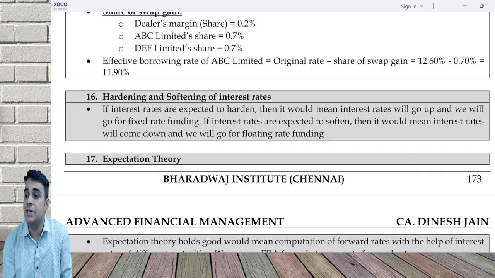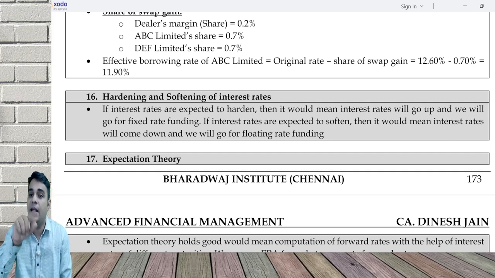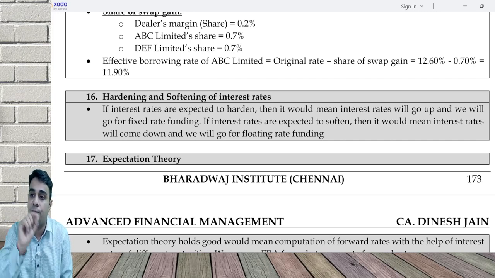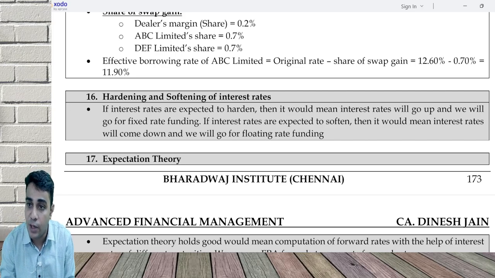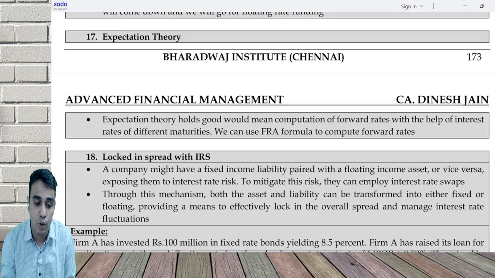What is expectation theory? It is calculating FRA. That FRA 4 by 5, 3 by 4. That is technically the expectation theory holding good. So if you do FRA 3 by 4, the future value factor for 4 years divided by the future value factor for 3 years is technically calling expectation theory holding good.